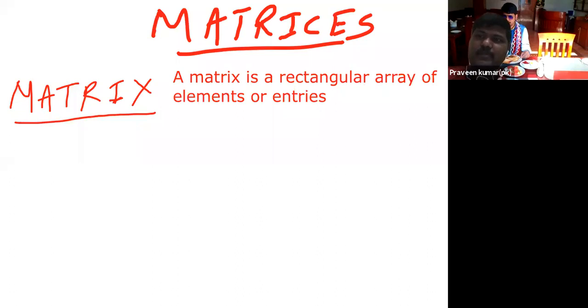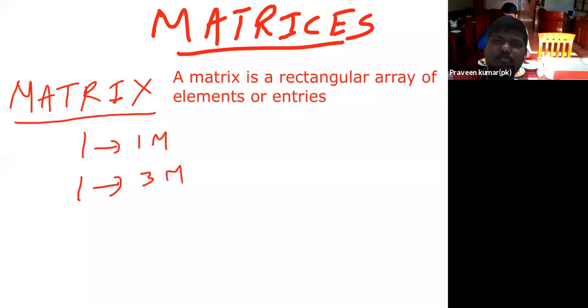I can tell you how many marks will come. Dear students, from this matrix chapter, we have one 1-mark question, one 3-mark question, and one 5-mark question. Total 9 marks.